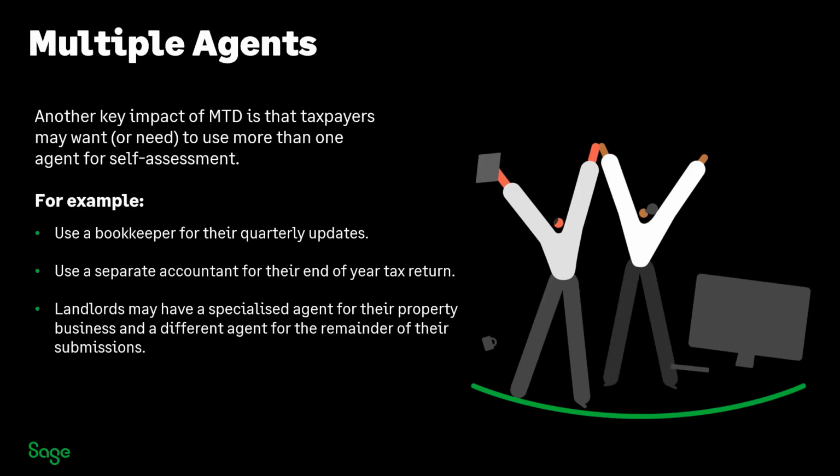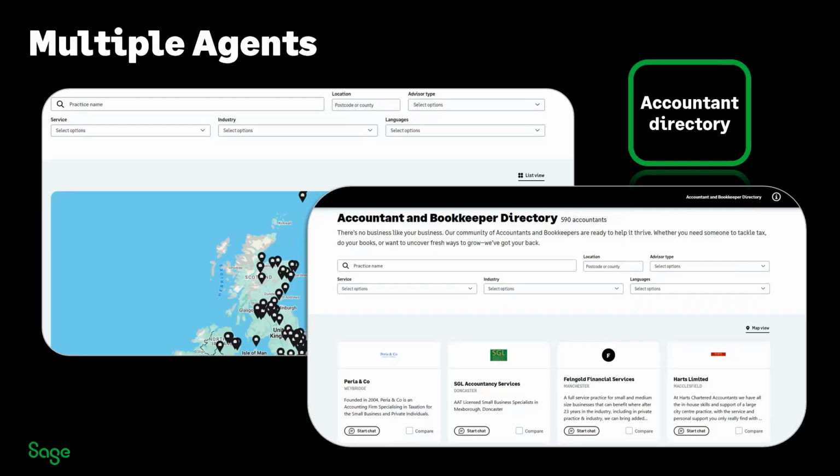HMRC have committed to providing a solution ahead of April 26 that will allow a taxpayer to have more than one authorised agent. Now, what we do have here at Sage is we have an accountant directory.